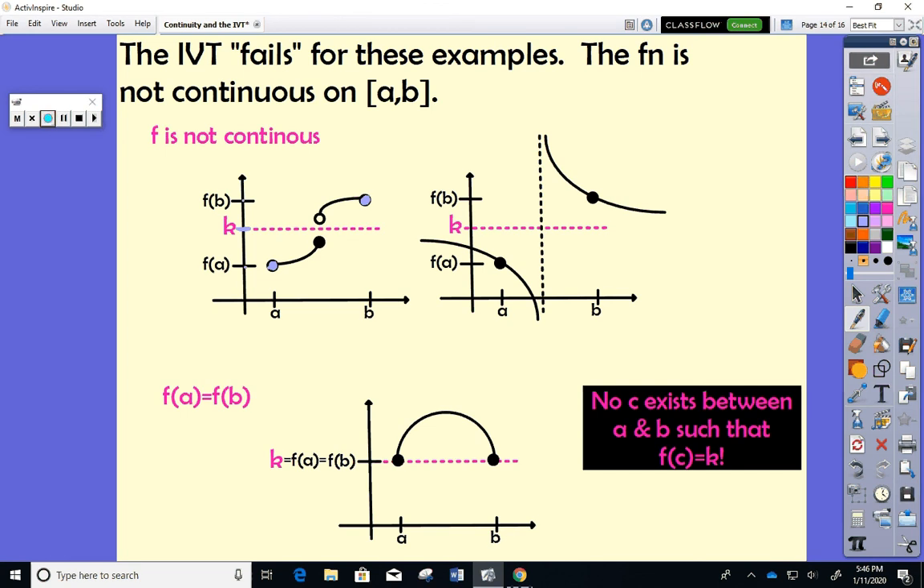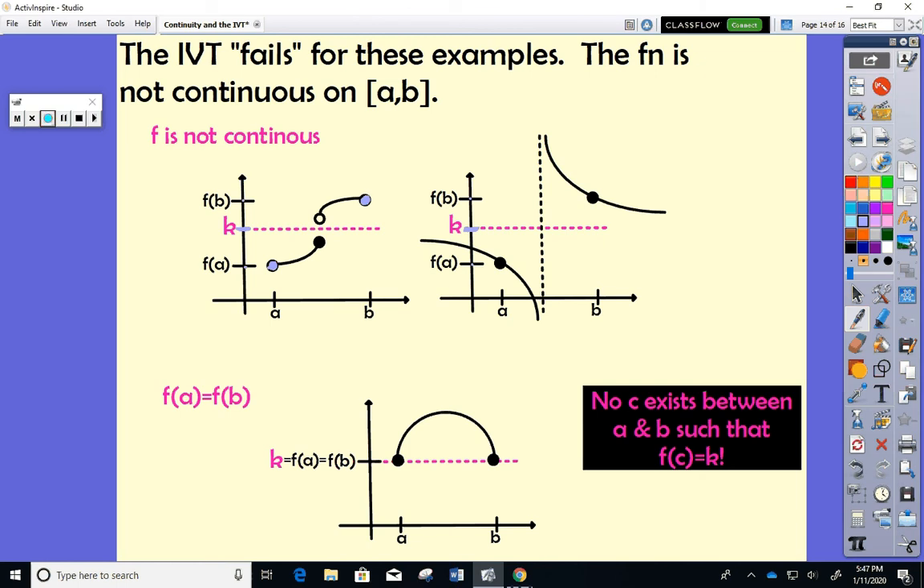So we get the notion of continuity being important. The second graph, you've got the same issue, that because the graph is discontinuous, the y value, which I'm calling k, that falls between my upper and my lower y, it scoots right through the discontinuity and it never actually hits the graph. So there's no special point c comma k that's on the graph between f of a and f of b.